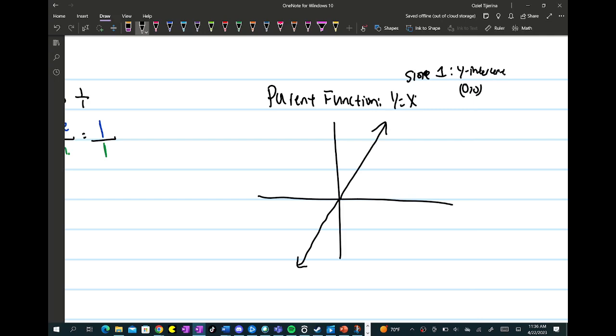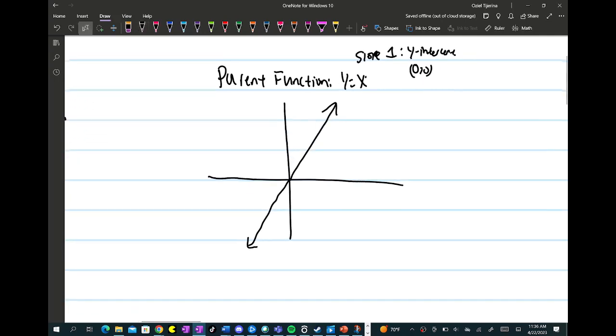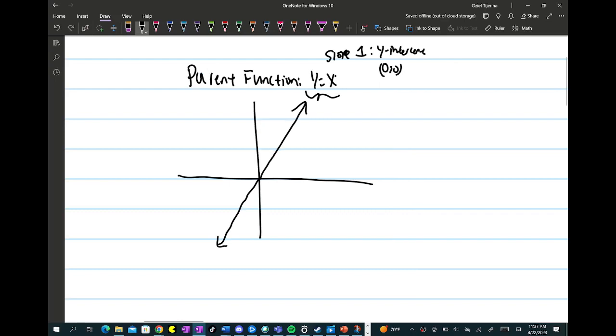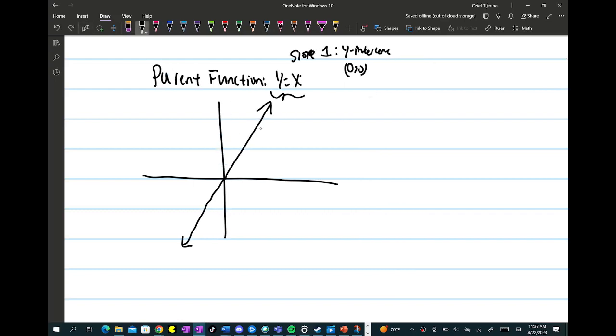And for the domain and range, we can put anything for y and x. There are no restrictions, and like I said in the previous video, we went over interval notation. If you think about it, it can go forever to the left and right, and also forever above and below the x-axis. So our domain is from negative infinity to infinity, and our range is from negative infinity to infinity.